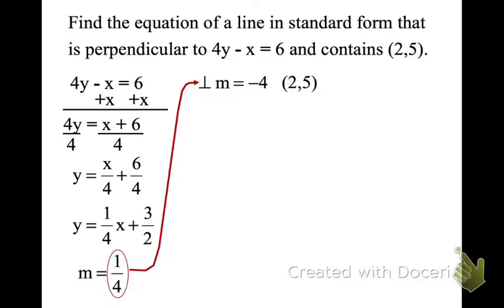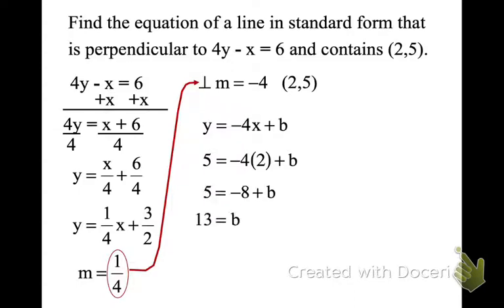And we're using the point. We can use y equals mx plus b or point slope. So I'm substituting the 2 in for the x, the 5 in for the y. I get 5 equals negative 8 plus b. I'm adding 8. And I get b equals 13. So we're using the perpendicular slope and the b, and we write the equation. Y equals negative 4x plus 13.